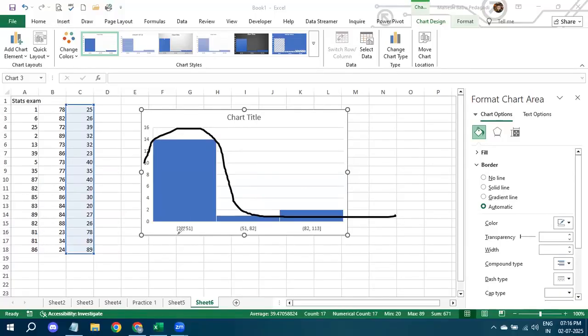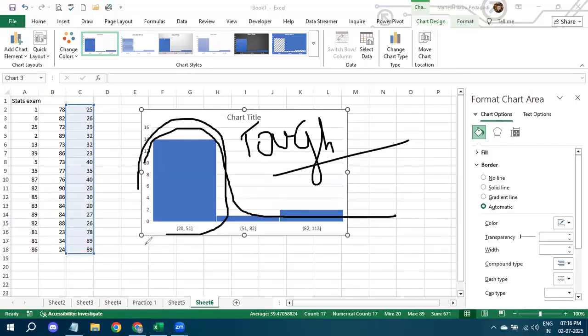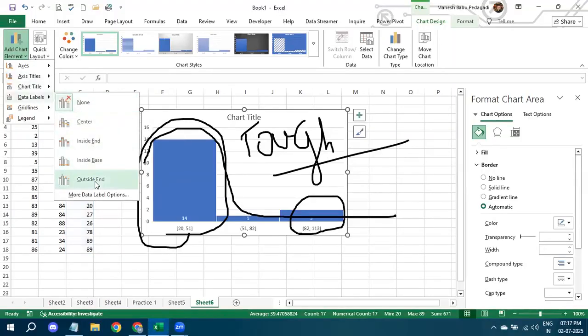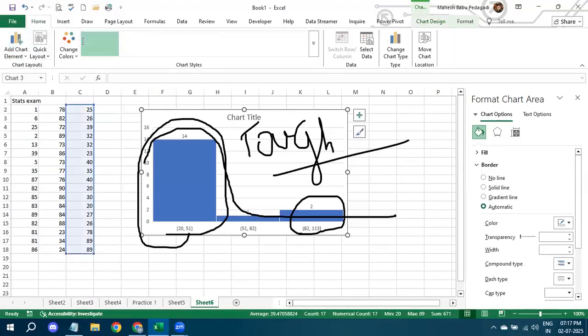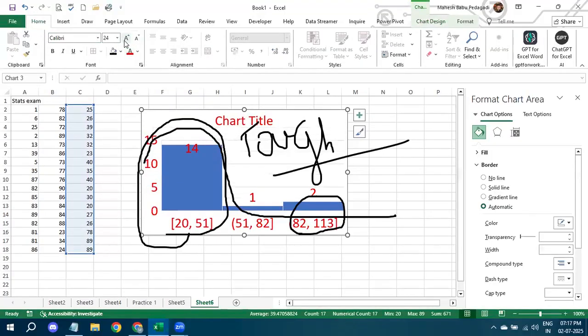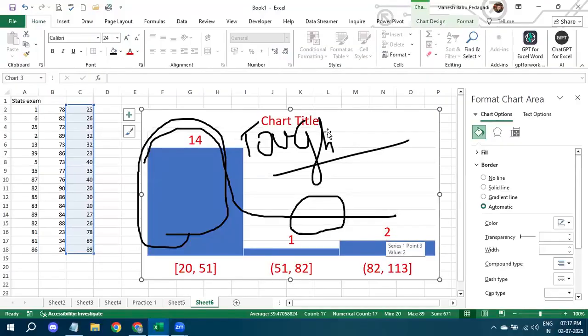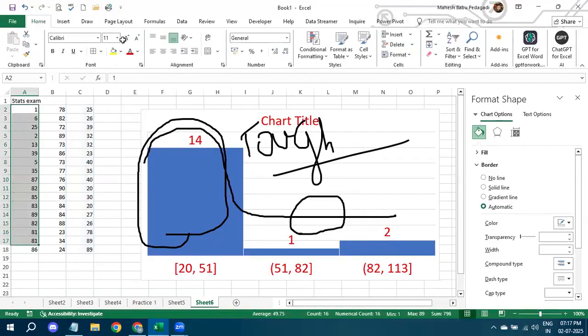Here the exam is tough because most of the people scored between 20 to 50 only. Very less scored highest marks. If I turn on the data labels, how many scored highest marks? 2. Is the exam tough or not? Yes. Right skewed data is tough, whereas left skewed data is easy.